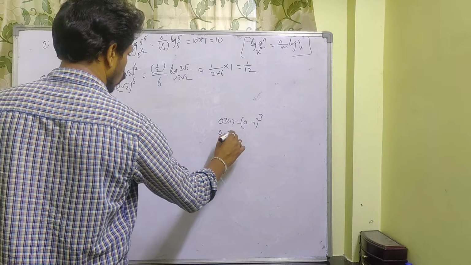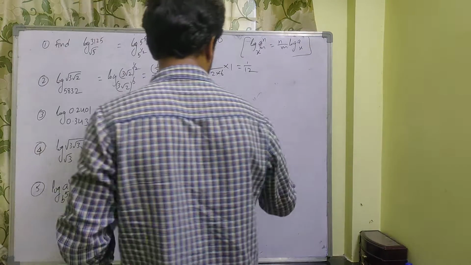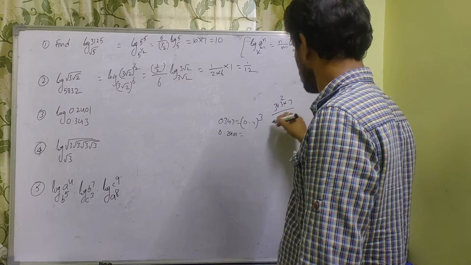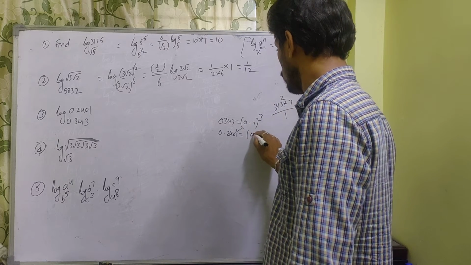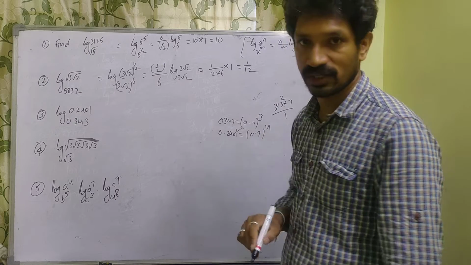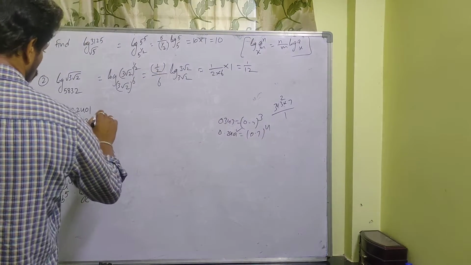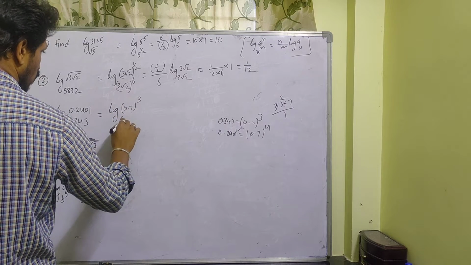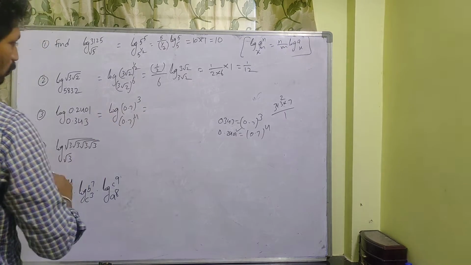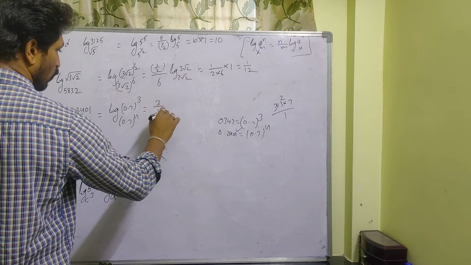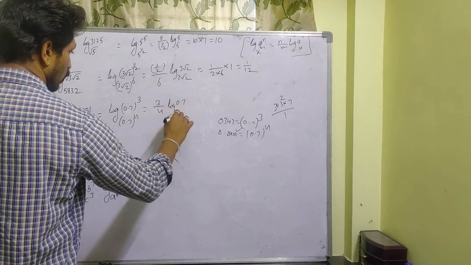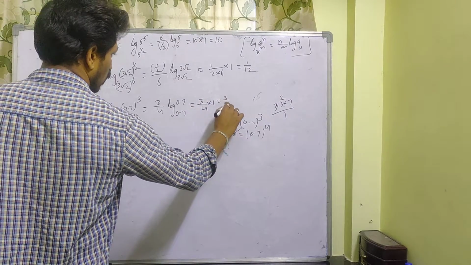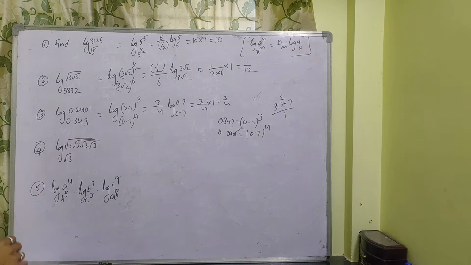Same with 0.2401. Think so: 343 into 7, 3 7s are 21, yes, this is nothing but 2401. So it is (0.7) whole power 4. So this one you can write as log of (0.7) whole cube base (0.7) whole power 4. So how can I write? This is 3 by 4 into log 0.7 base 0.7, that is 3 by 4 into 1, that is nothing but 3 by 4. Like that you should expand it.